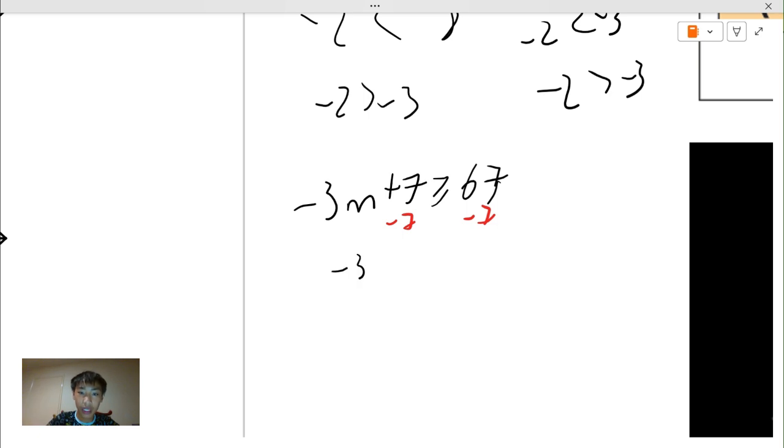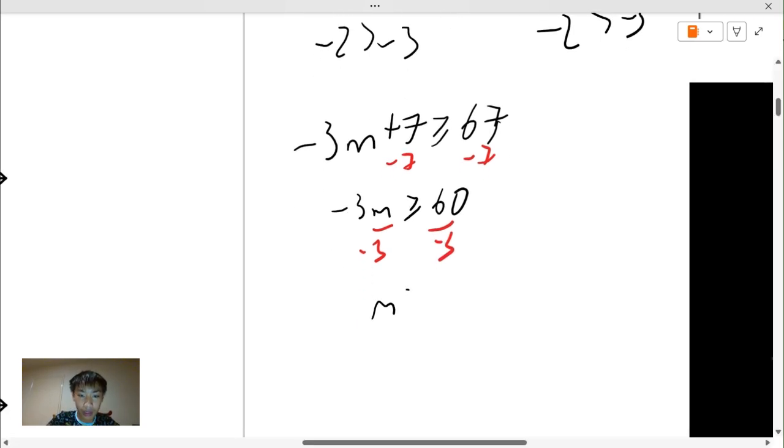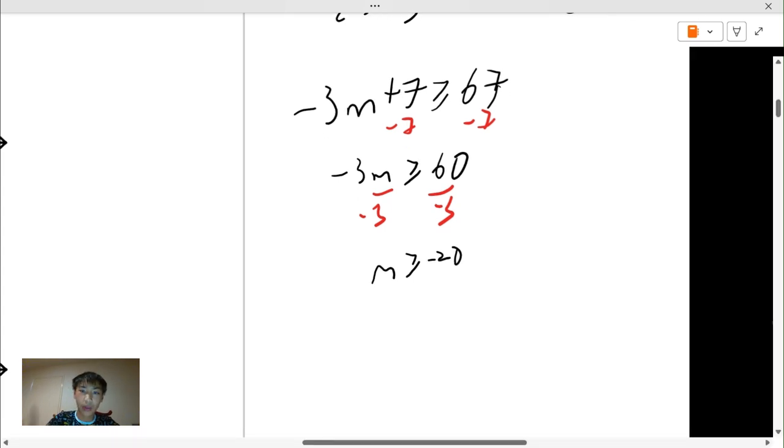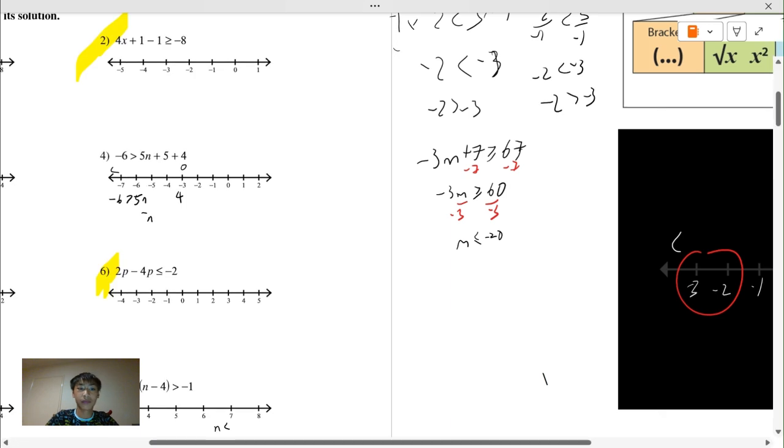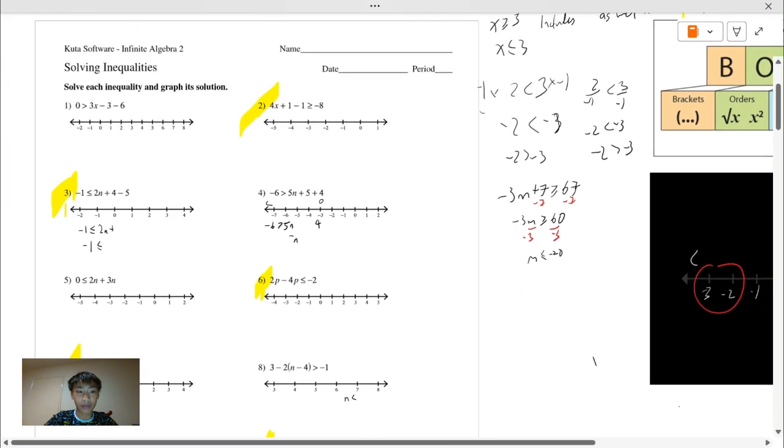We get minus 3m is less than or equal to 60. But I just want to get m on its own, so I'm going to divide by minus 3. That gives me m is greater than negative 20. But we have to do the flip. We have to flip this around. So look at this: m is less than negative 20. So I hope you guys have the idea of this.